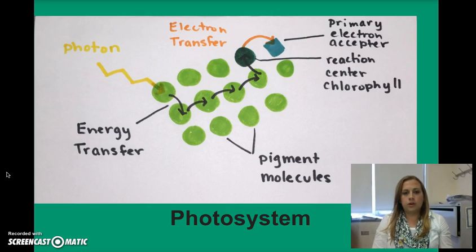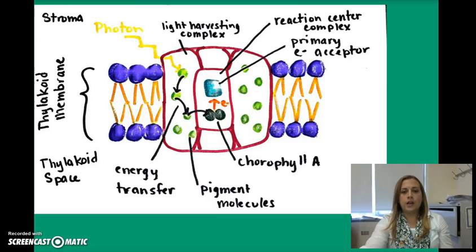This is just a quick diagram of a photosystem. You can see we've got these pigment molecules. The pigment molecules serve to harvest light energy in the form of photons. That energy gets transferred from one pigment molecule to the next. Then finally it will hit the reaction center, which is going to be a chlorophyll molecule or chlorophyll pigment. Then you'll have electron transfer, so the electrons from the chlorophyll will get transferred to the primary electron acceptor. So this is an example of a photosystem.